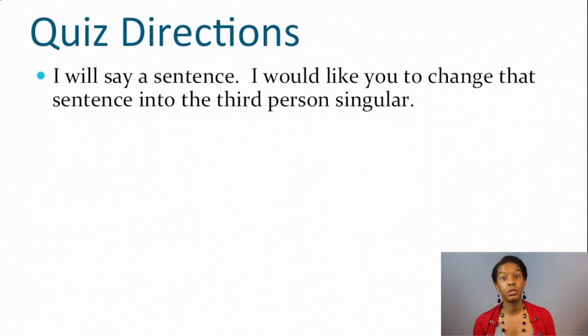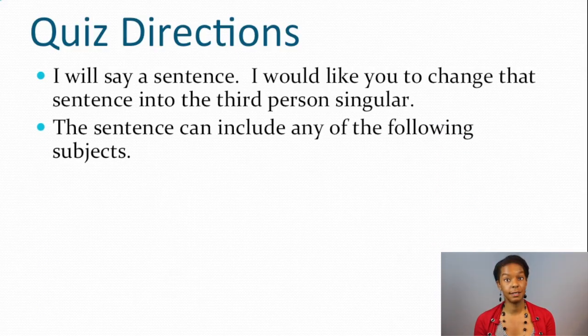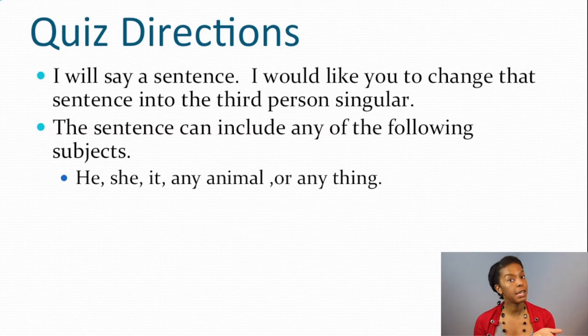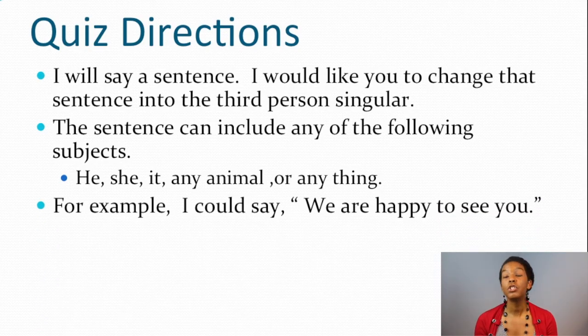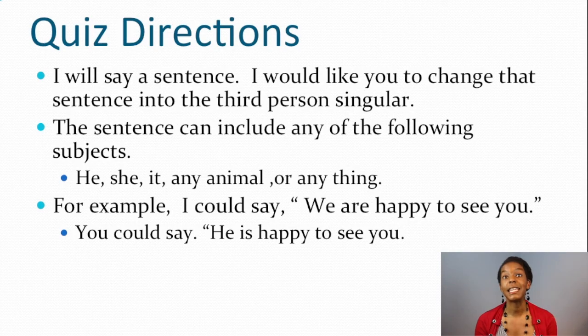So what I'll do is I'll say a sentence, and I'd like you to change that sentence into the third person singular form. So your sentences can include any of the following subjects. It could be he, she, it, or any animal, or anything. So, for example, I could say, we're happy to see you. And then you would reply back, he is happy to see you. So that way you're working on changing the subject and the verb agreement.